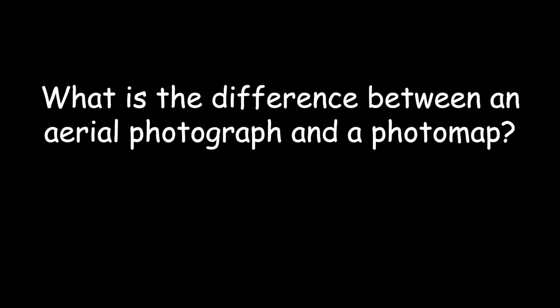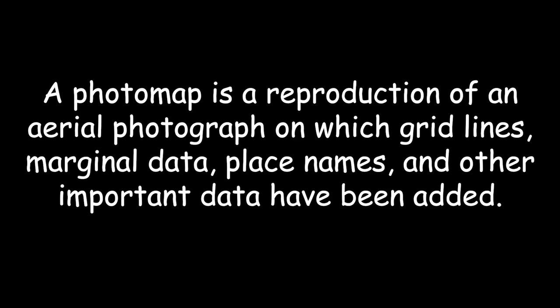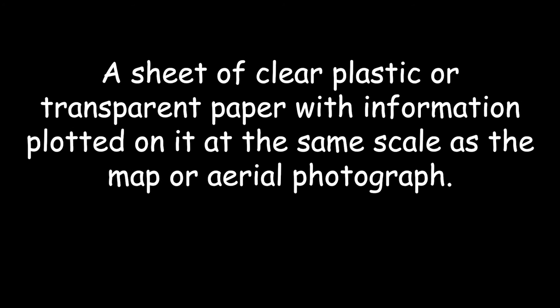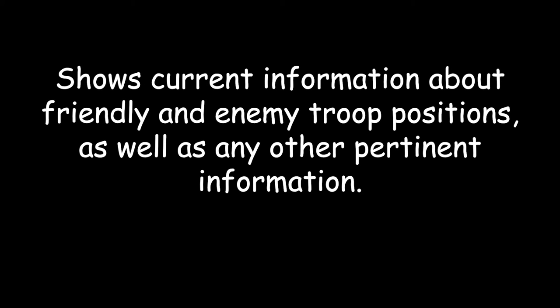What information is used to make a map useful? Marginal data. What is the difference between an aerial photograph and a photo map? A photo map is a reproduction of an aerial photograph on which grid lines, marginal data, place names, and other important data have been added. What is map overlay and what is on it? A sheet of clear plastic or transparent paper with information plotted on it at the same scale as the map or aerial photograph. What is a map overlay used for? It shows current information about friendly and enemy troop positions, as well as other pertinent information.